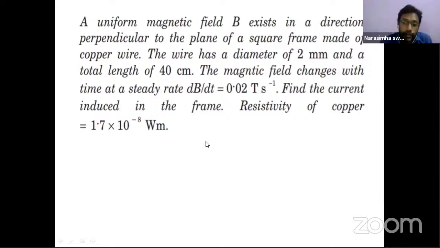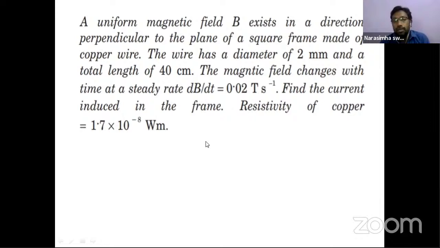So square means all sides will be the same. Then each side will be how much? 10 centimeters. Keep that in mind. The total length is 40 centimeters, and the diameter of the wire is given as 2 mm, so you can get the area.